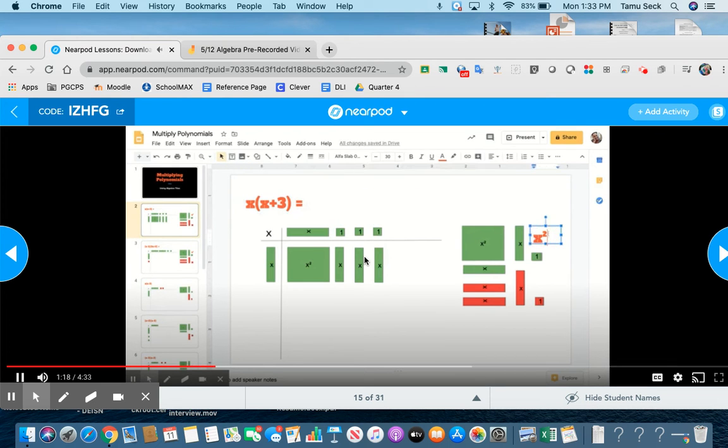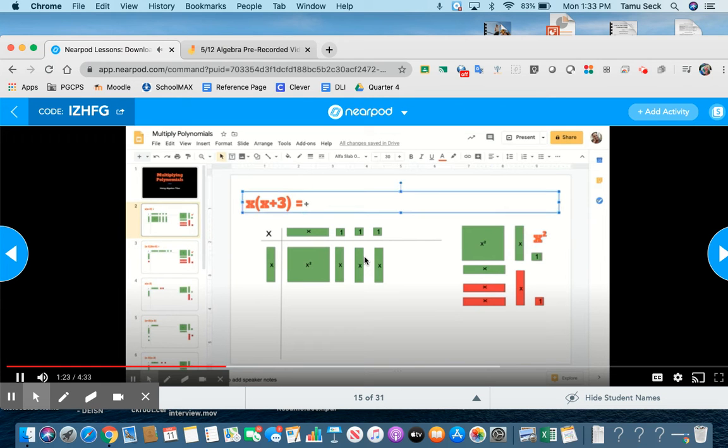Let me just copy this here. I put this here for you guys to make it easier. x squared plus 3x. So in order to simplify, x times the quantity x plus 3, it simplifies into x squared plus 3x. And we can show it using our algebra tiles. So here's x squared plus 1 plus 1 plus 1, which is plus 3x.